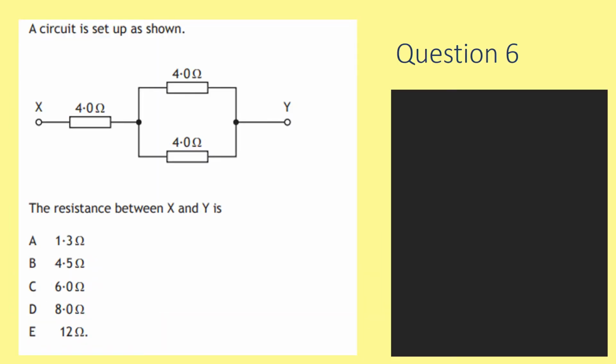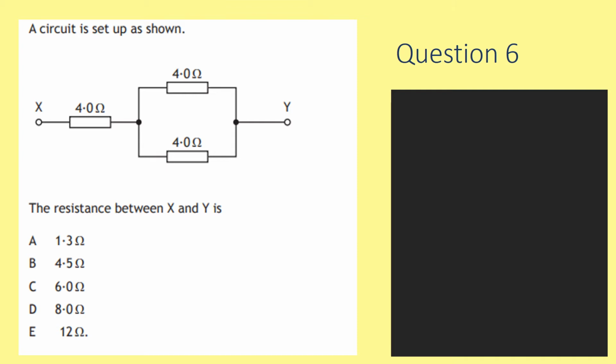Question 6. A circuit is set up as shown. Determine the resistance between X and Y. Now, if we have a look here, we have a series component and parallel components. In order to answer this question, we need to work out the parallel component first. 4 ohm and 4 ohm in parallel gives us an overall resistance of 2.